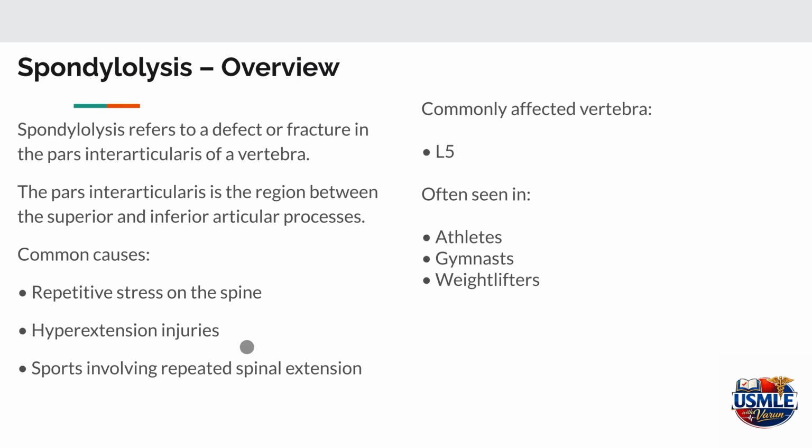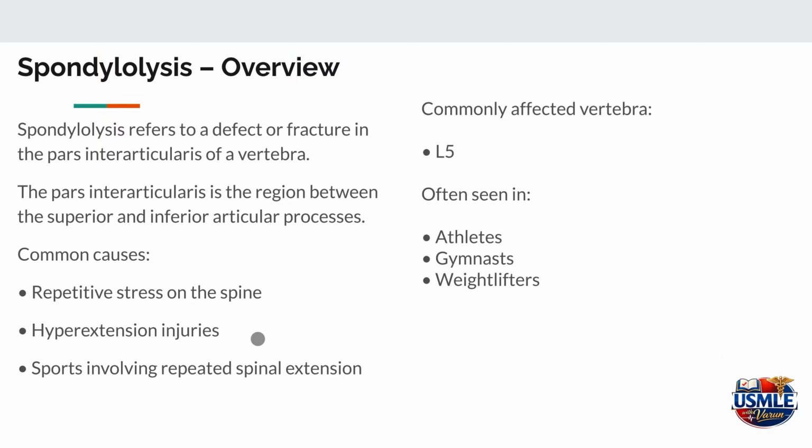Spondylolysis refers to a defect or fracture in the pars interarticularis of a vertebra. The pars interarticularis is the region between the superior and the inferior articular processes of a vertebral body. Just imagine a vertebral body that has superior and inferior articular processes on the posterior side. This is called the pars interarticularis. Spondylolysis refers to a defect or fracture in this particular part of a vertebra.